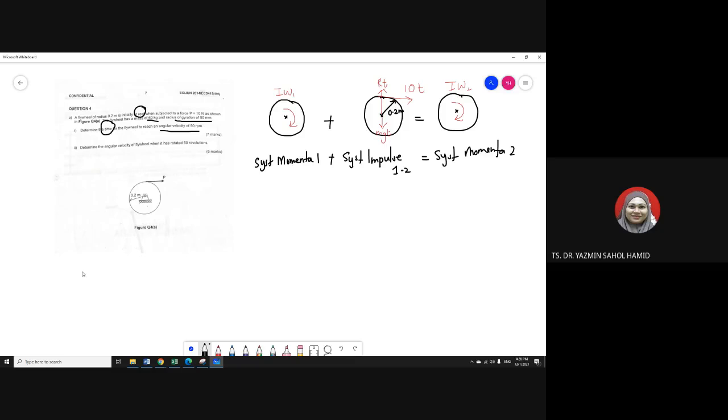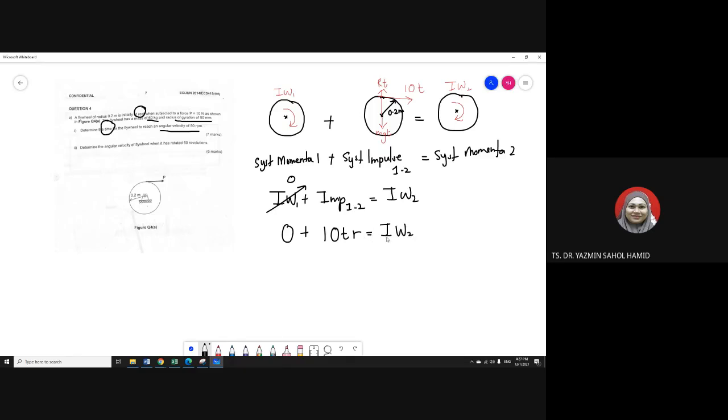So when you put into the equation, it will be I omega 1 plus impulse 1 to 2 equals I omega 2. Since this question says it is initially starting from rest, I omega 1 we can assume as 0. Plus the force that we have, 10 T, and don't forget we need to multiply by R, equals I omega 2.